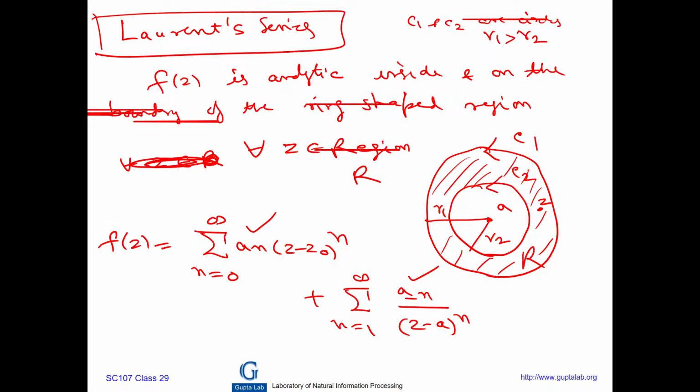Sometimes some people combine and write it as summation from minus infinity to plus infinity. Also you can write, right? You can switch this if you want. If we take minus n here, then it will go from minus infinity to plus infinity, negative numbers, right?